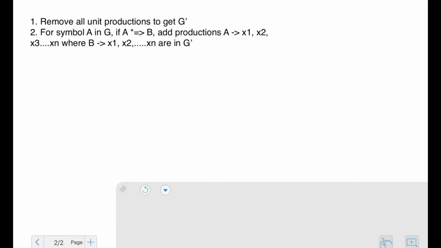And the next step is the important one. For every symbol A in G, if A yields B in any number of steps, need not be just a single step, then add the productions A goes to x1, x2, x3 and so on up to xn, if B already has the productions x1, x2 and so on up to xn in G prime.